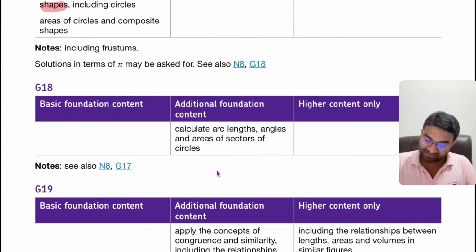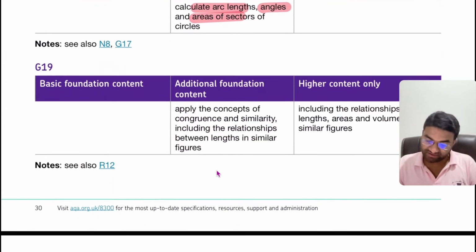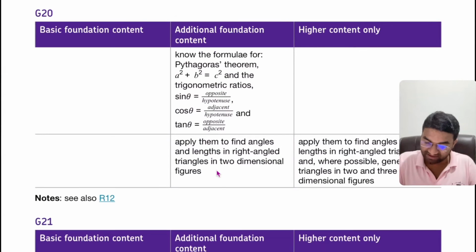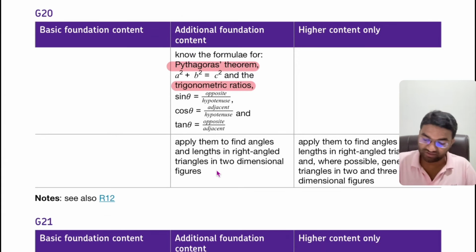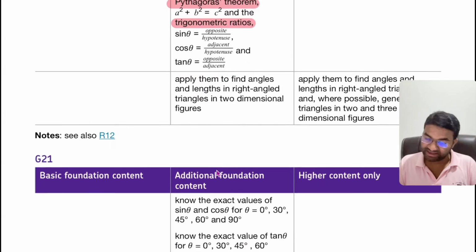Fine, then calculating length of arc, angle, and area of sector. The concepts of congruency and similarity, including the relationship between lengths, area, and volume, we have to discuss here. Then we have Pythagoras theorem. We have to apply this theorem to calculate the unknown side. Then for trigonometry, we have to understand sine, cos, tan angles and apply them to solve basic questions.